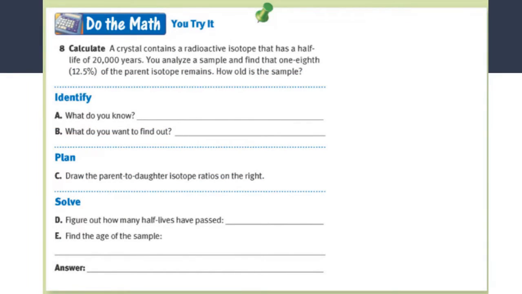A crystal contains a radioactive isotope that has a half-life of 20,000 years. You analyze a sample and find that 1/8, or 12.5%, of the parent isotope remains. How old is the sample?